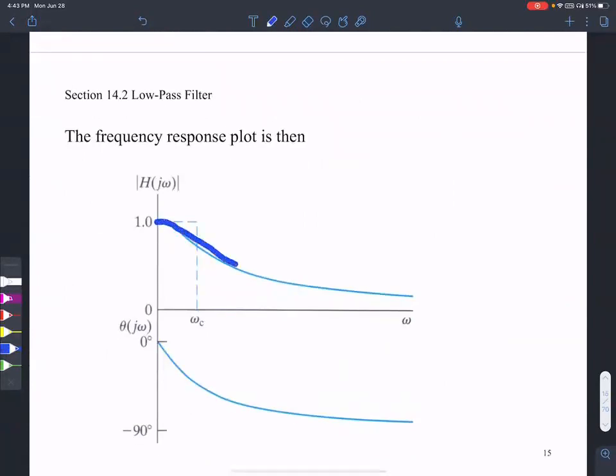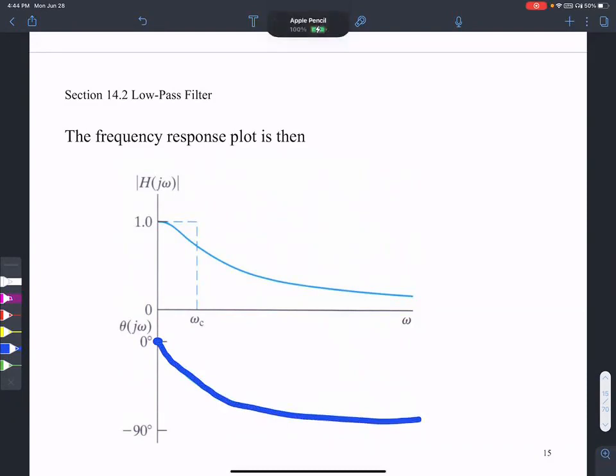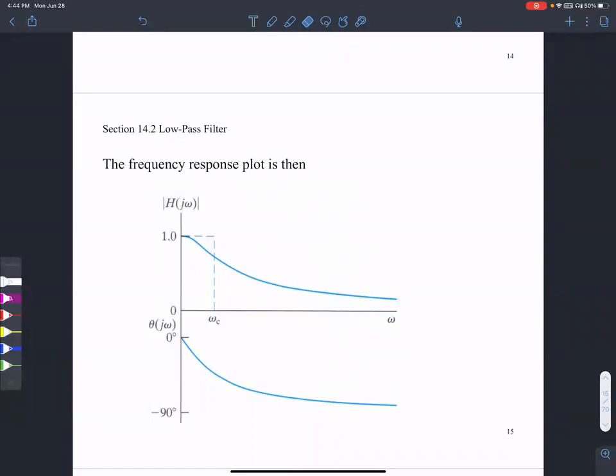It starts off at 1 and begins to roll off towards 0. The phase begins at 0 and then begins to roll off towards 90 degrees, meaning that the circuit is going to become an inductive circuit.